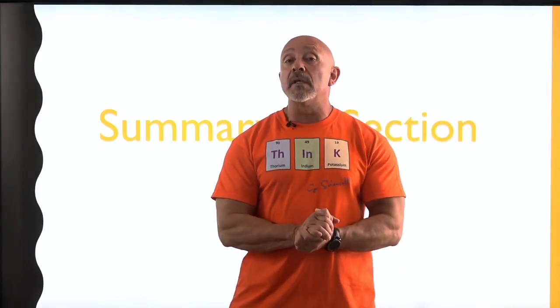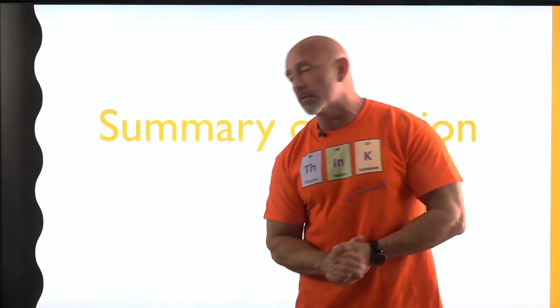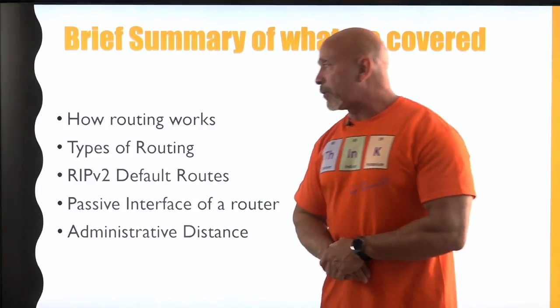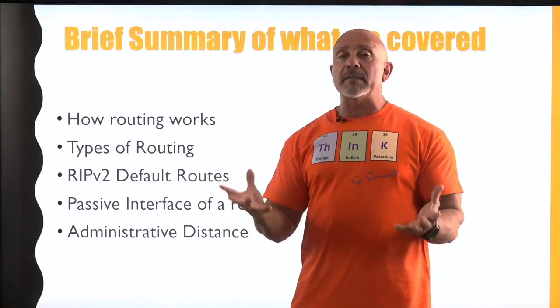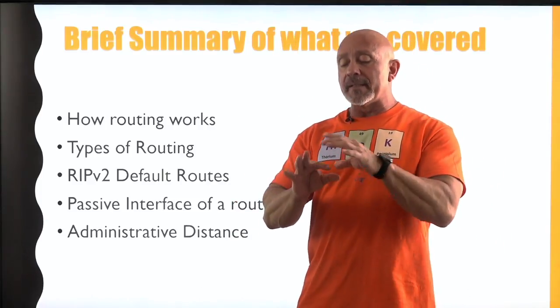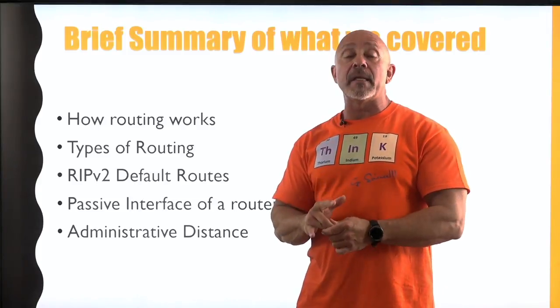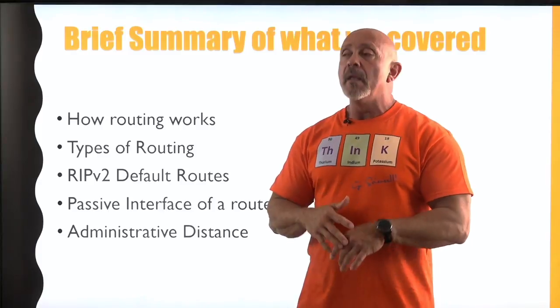All right, we made it to the summary of this particular section. So let's see what we discussed. We explained how routing works, the process of routing: you need a source and destination layer 2 address, a source and destination layer 3 address, and you need a port number.